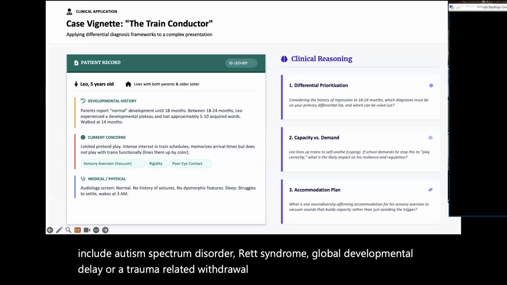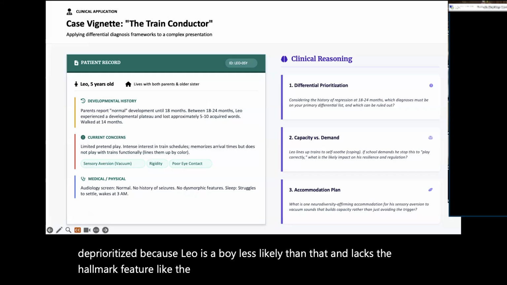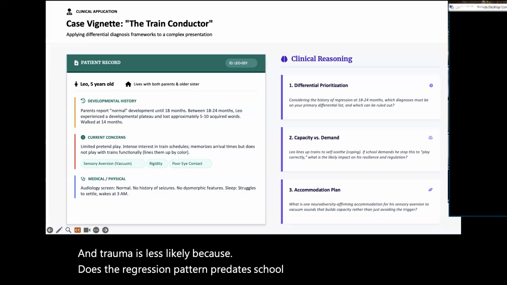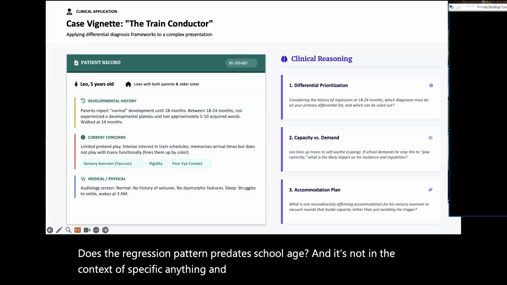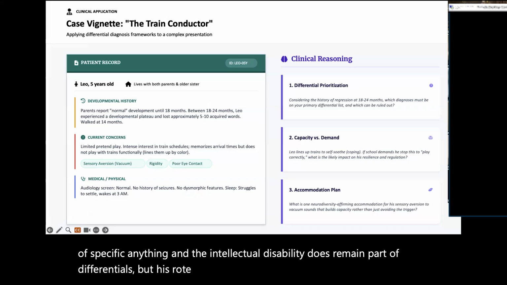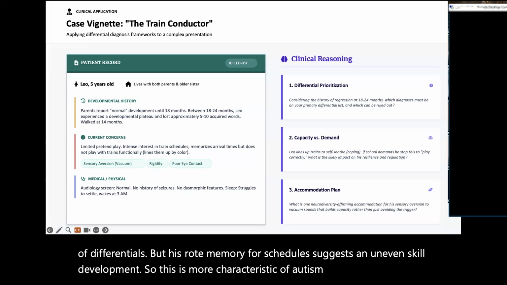But Rett, in this case, can be deprioritized because Leo is a boy, less likely than that, and lacks the hallmark feature like the stereotypic hand-wringing, and trauma is less likely because the regression pattern predates school age and it's not in the context of anything specific. And the intellectual disability does remain part of the differentials, but his rote memory for schedules suggests an uneven skill development. So this is more characteristic of autism spectrum disorder.